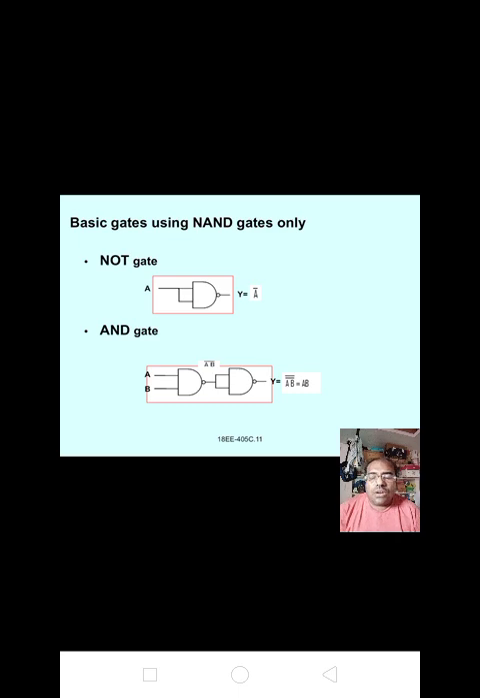Now here we are taking two NAND gates for getting the output of the AND gate. Here the inputs A and B are given to the NAND gate. We get the output of the first NAND gate as AB bar. That AB bar output is given to the second NAND gate. Then we get the output Y equal to AB bar bar, that equals AB. This output is obtained with the help of De Morgan's laws, that is Boolean laws.